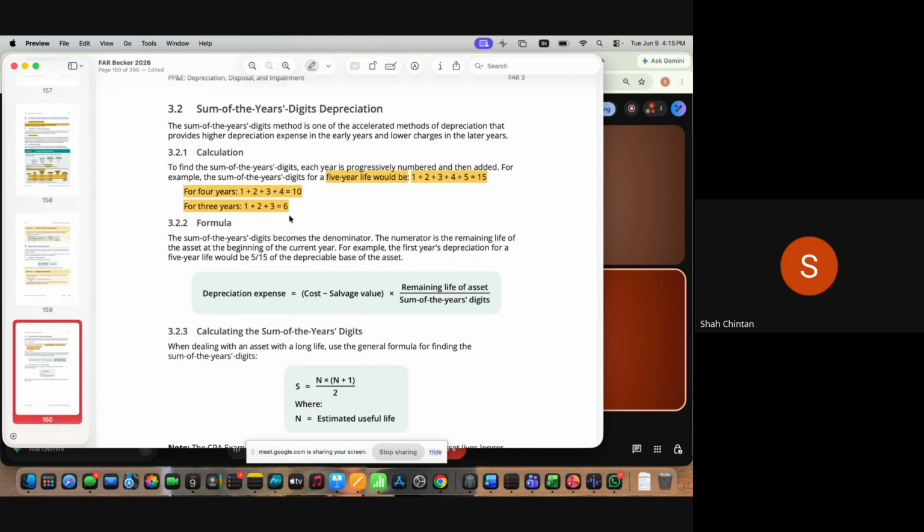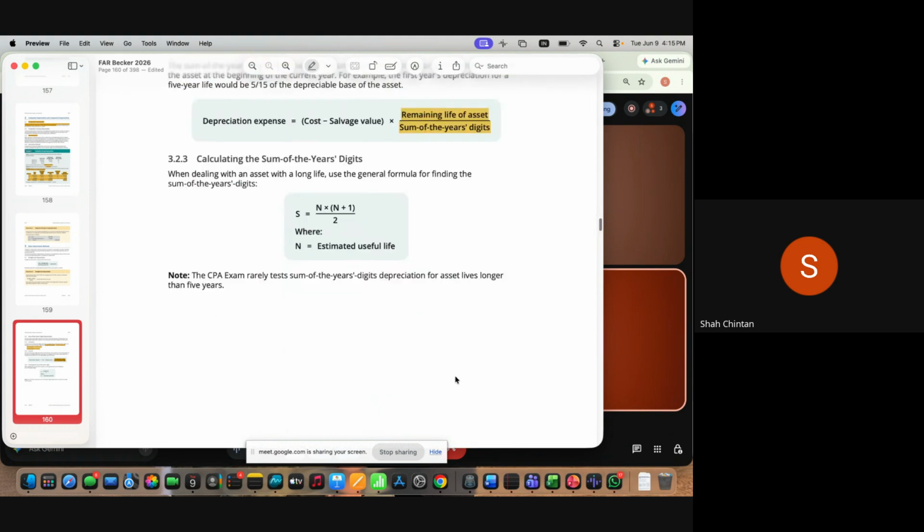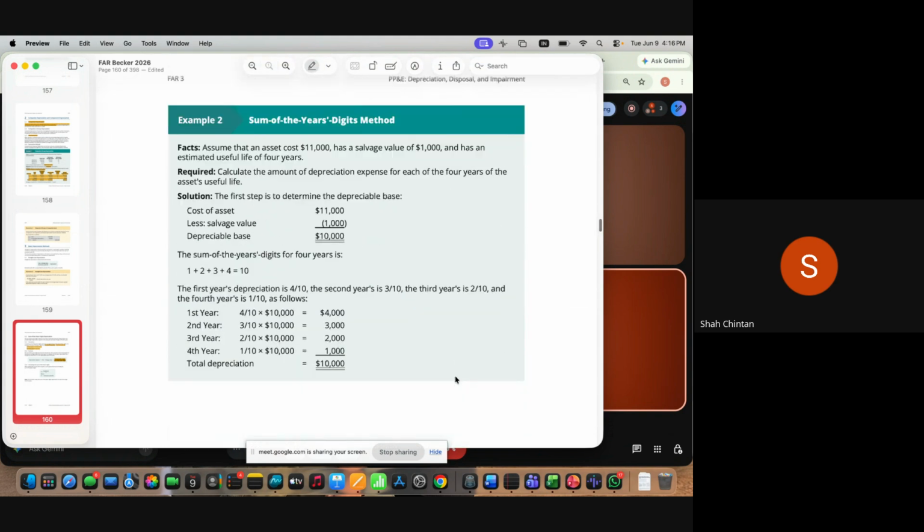Now, how do we calculate the depreciation? We say depreciation is equal to cost minus salvage into the remaining useful life of the asset divided by the sum of the year digits. एक बार mathematics देखते हैं, then the things will be slightly easy to follow. Suppose there is a cost which has a basis of 11,000 and a salvage value of 1,000. So your cost minus salvage is $10,000 which will be depreciated.